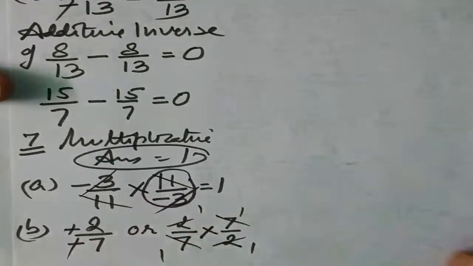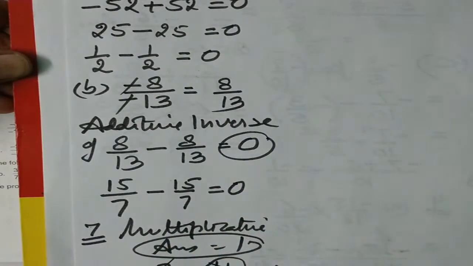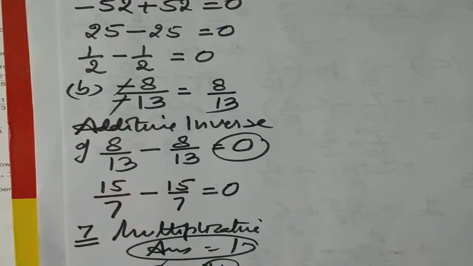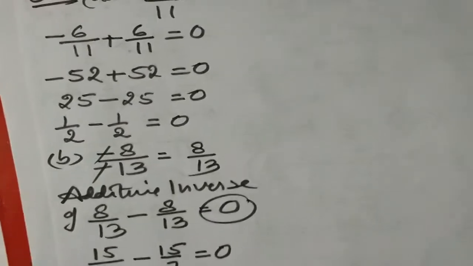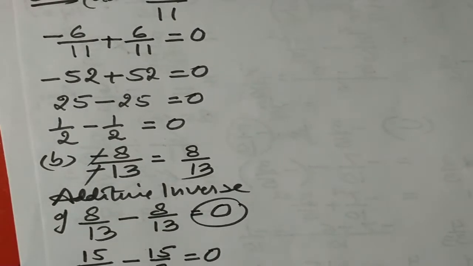So we want multiplicative inverse, answer should be 1. And in additive inverse, we want the answer to be 0. Simple. Got it? So this is the use of fractions and the rational numbers. And in the rational numbers, we solve it in this way by simplifying the numbers.